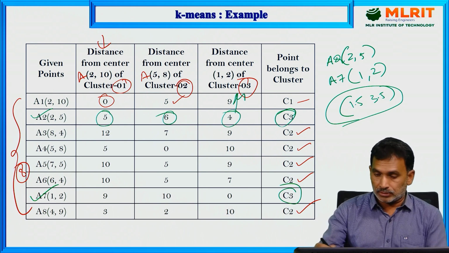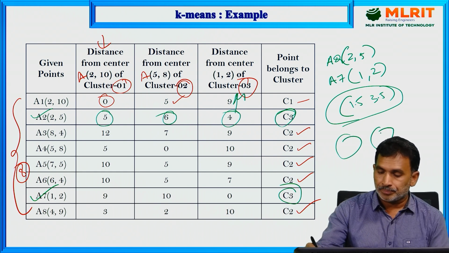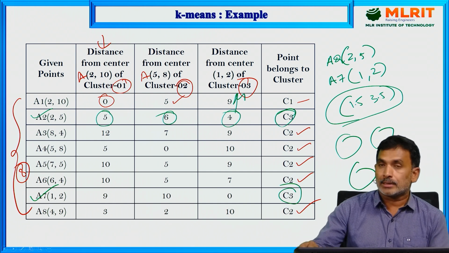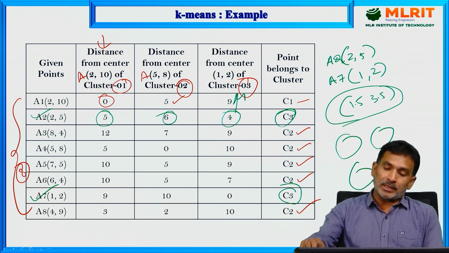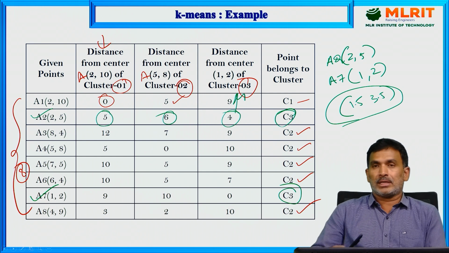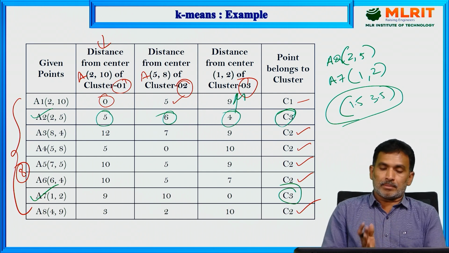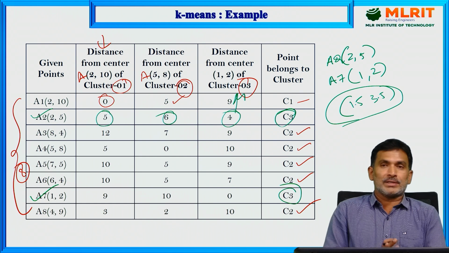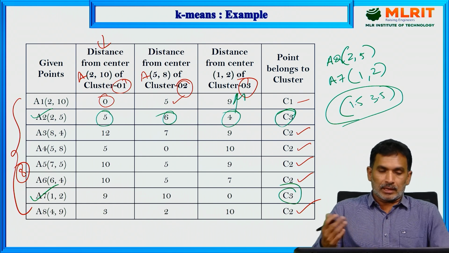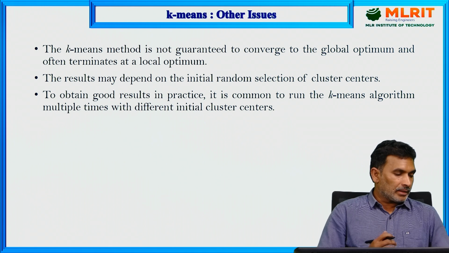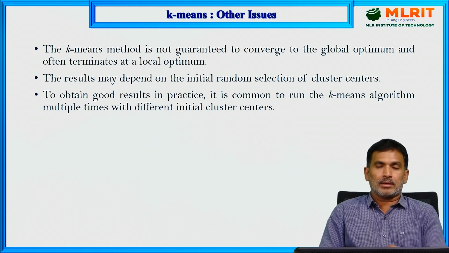Suppose there are 2 clusters, and the previous assignment of the data points and the present assignment are the same. Then there is no change compared to the previous assignment, so we will stop the clustering, and those clusters would be the best. So let us see what are the other issues with k-means clustering.